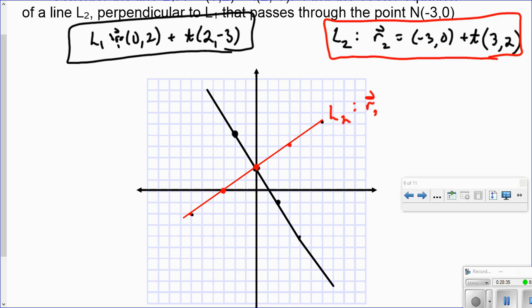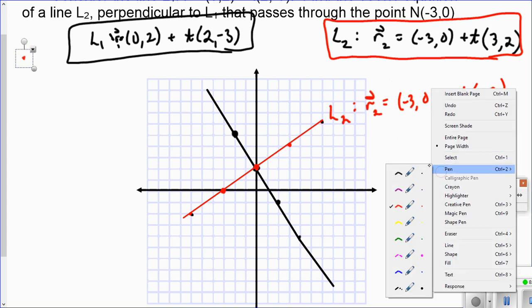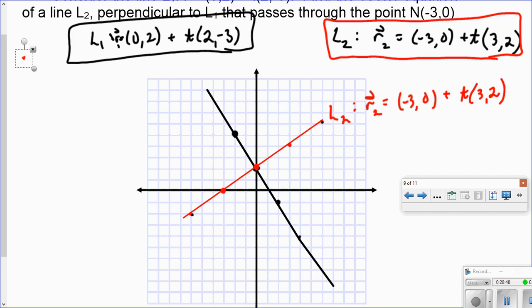And that's my vector. Notice that they do look like they're in a perpendicular sort of shape here. And this will be L1, the vector (0, 2) plus t(2, -3), and that's kind of what they look like. Now I could put arrows on the end of them. I should really, that's how we graph.